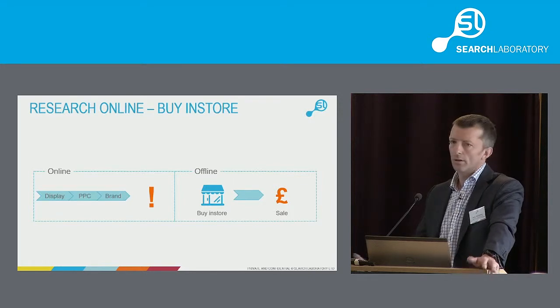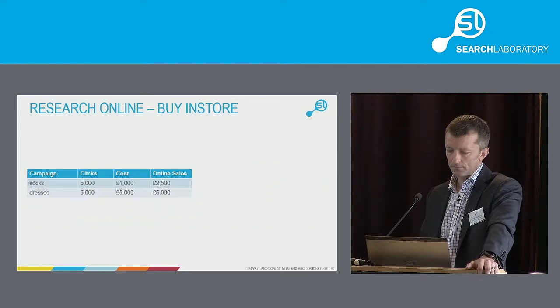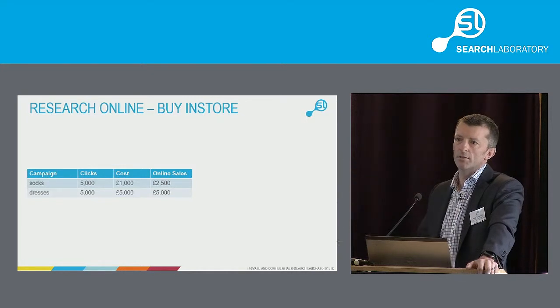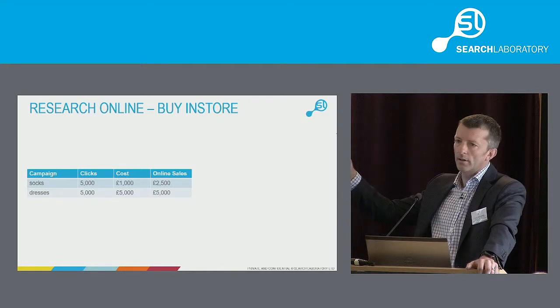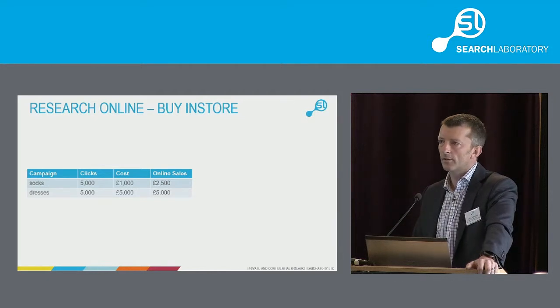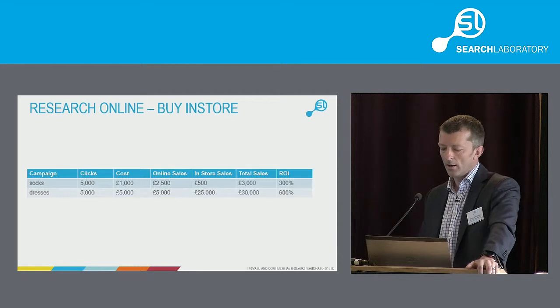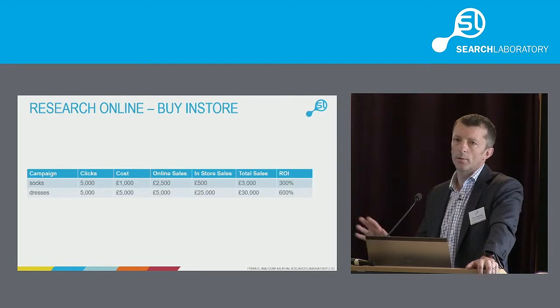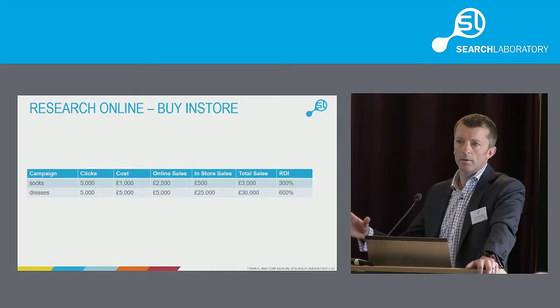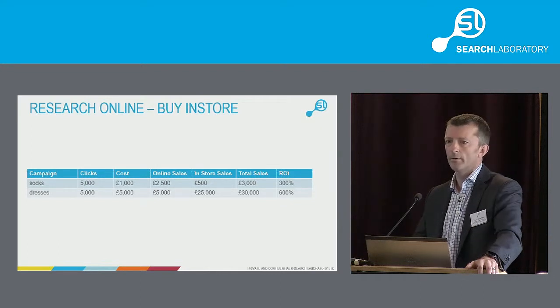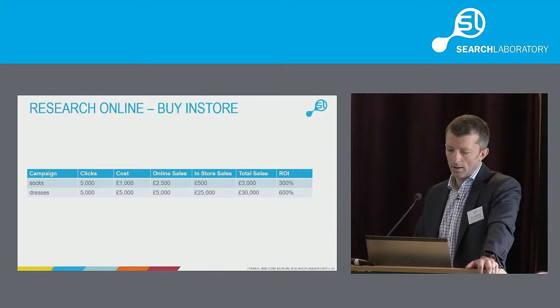So a huge problem. As an example here, it looks like the dresses campaign for a fashion retailer is breaking even, and the socks is killing it with 250% return on investment. That's what you're getting online. But then if you supplemented that with what people were actually doing in the real world, no one goes and tries pairs of socks on, so probably everyone was buying them online.